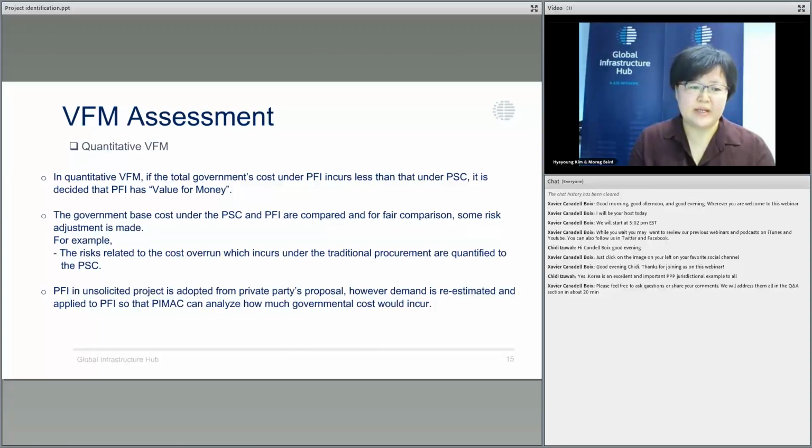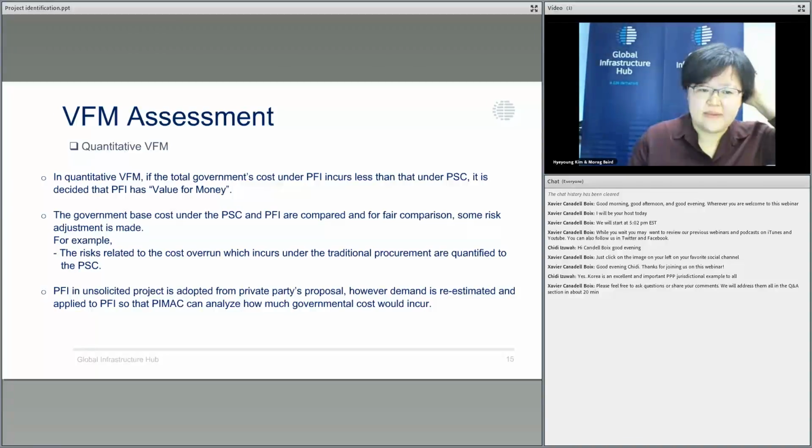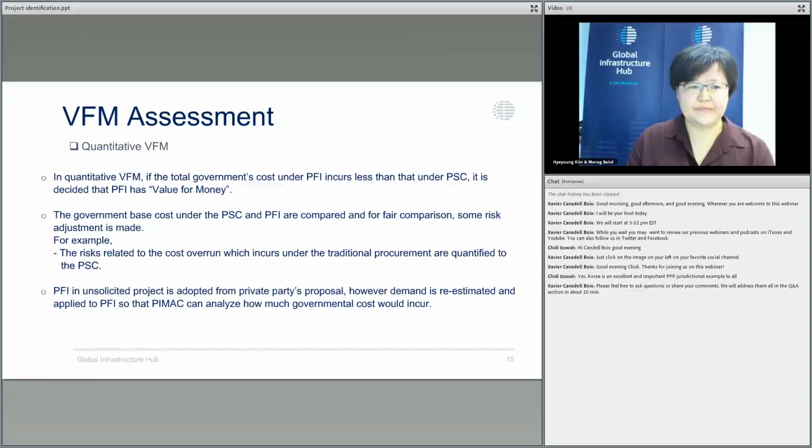Also, uniquely to the unsolicited project, the PFI is adopted from the private partner's proposal, but we re-estimate the demand element and apply it to PFI so that PIMAC can analyze how much governmental cost would be incurred under the newly re-estimated demand.